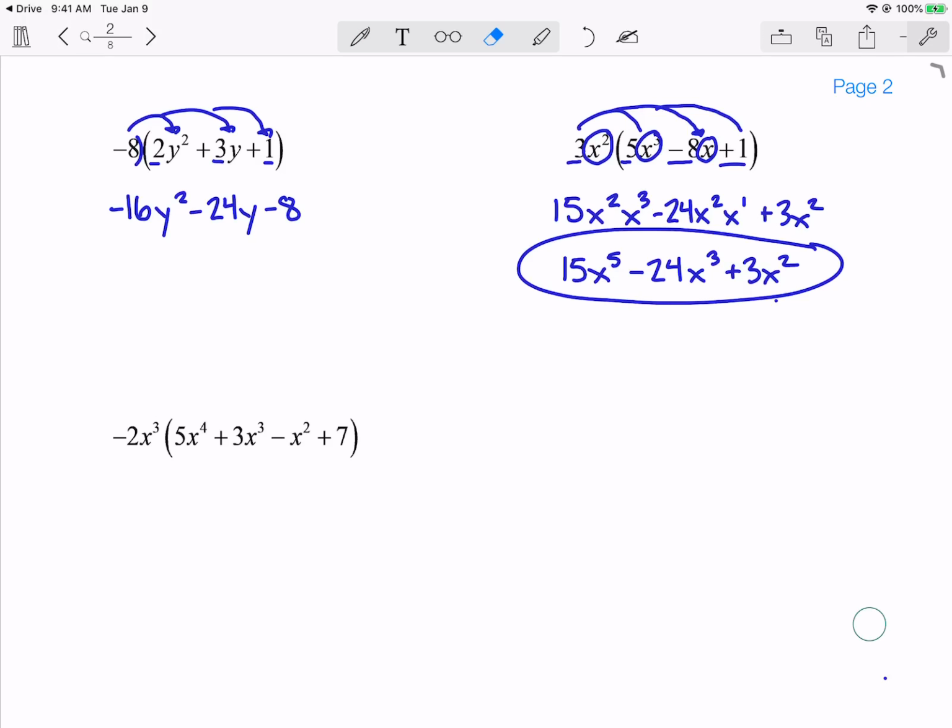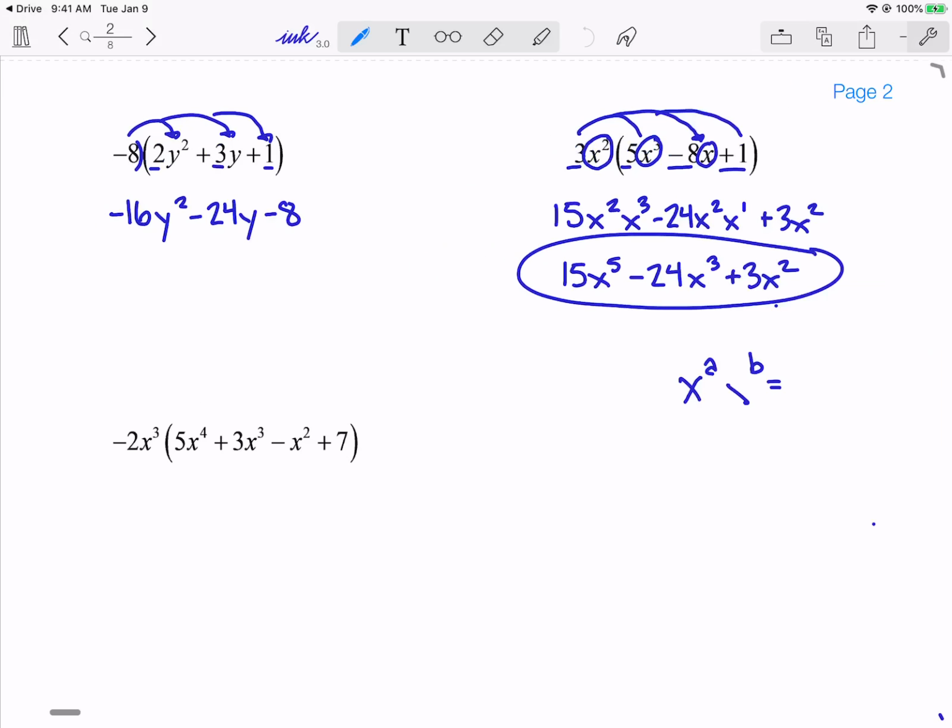So key things to remember are that when you multiply things with the same base, so for example, x to the a times x to the b, I need to add the exponents. So this would be x to the a plus b. So let's take a look at another example, and I invite you to pause this before I go over it.